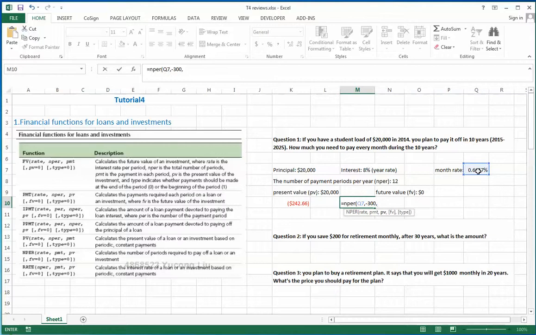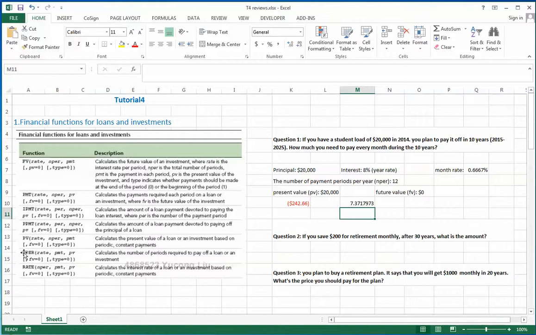The PV is still the present value. You still get the 20,000 loan. But now you want to pay $300 every month. Then how long can you take to pay off the loan? It will be 88. This is the month. So if you want to get the year, we need to divide it by 12. That will be almost 7.5 years. So you can see the difference. If you pay 242 over 10 years, or if you pay 300, you will pay off in 7 and almost a half years.